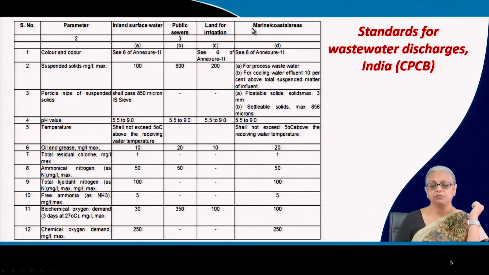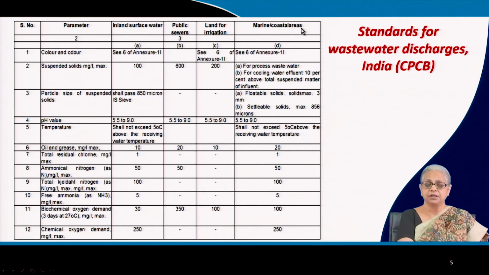And finally, we have marine and coastal areas. This treated wastewater can be discharged directly into marine and coastal areas, and there are several issues related with the discharge of wastewater even after treatment into marine and coastal areas, because the discharge points should be several meters or even kilometers away from the beach and so on, so that people are not impacted by the discharge of wastewater.